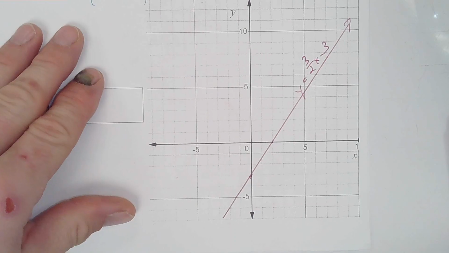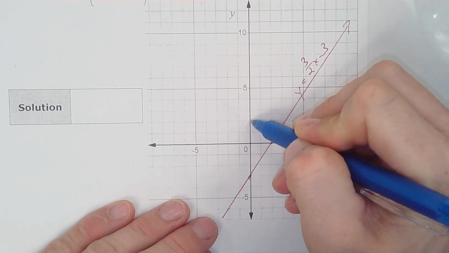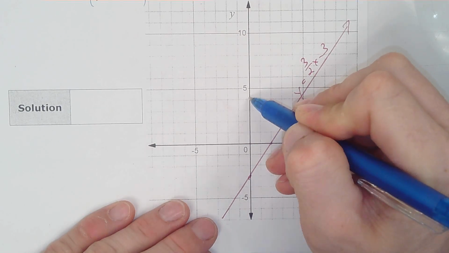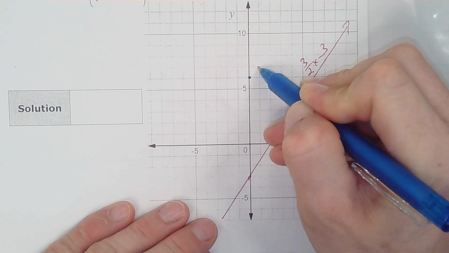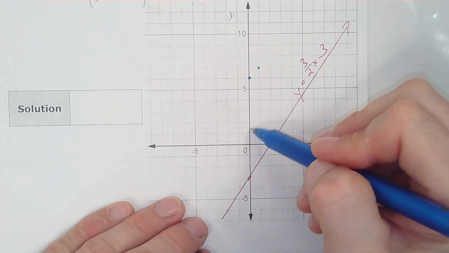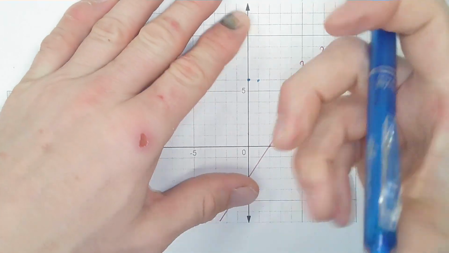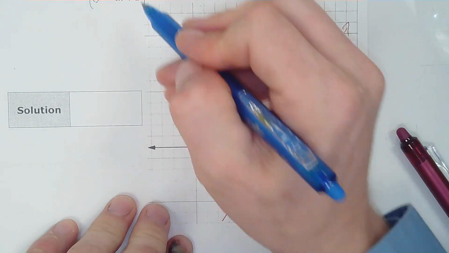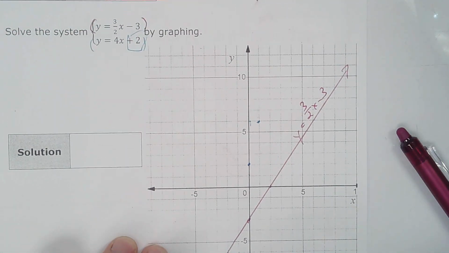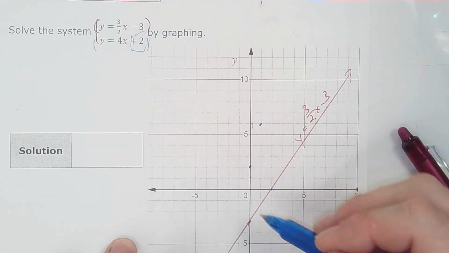Then my blue equation starts at 2, and it's 4 over 1. So it goes 1, 2, 3, 4, and over 1. Starts at 2, goes up 4, and over 1 right there. Why did it start at 2? Because my y-intercept is 2. Start your equation at the y-intercept when you have y equals mx plus b. This one started at negative 3 because the y-intercept for this one was negative 3.